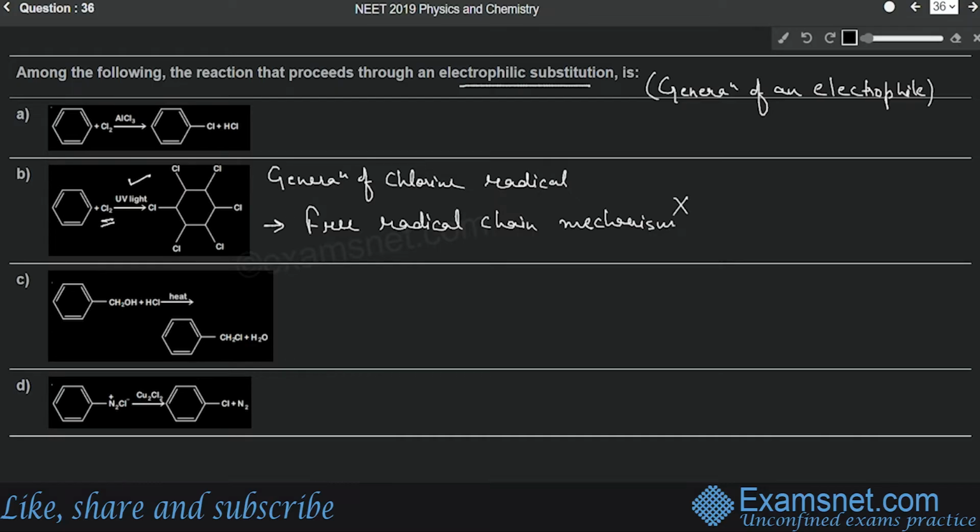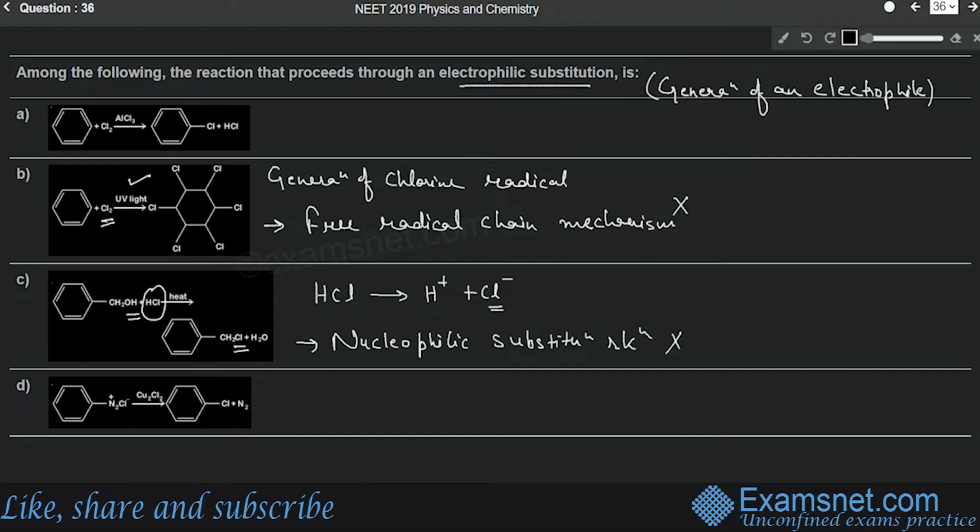Now we come to the third one. Here we can see that this OH is being replaced by chlorine. And where will this chlorine come from? It will come from this HCl. So first this HCl will break into hydrogen ion plus chloride ion, and this chloride ion has to be added here. But this is negatively charged and we know that electrophiles are positively charged. Okay, so this is a nucleophile, not an electrophile. Therefore, which type of reaction will take place? Nucleophilic substitution reaction will take place, not the electrophilic substitution reaction. So this is nucleophilic substitution reaction. That means this is also not correct.